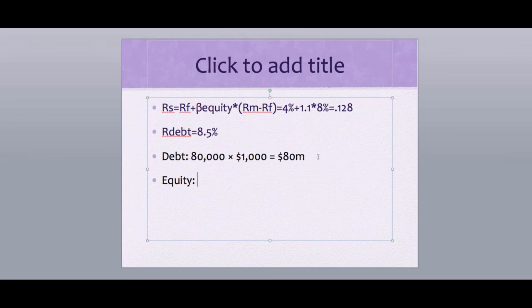For the equity, that is common stock. The question tells you the market price is $40, and we have 4 million shares of common stock outstanding. You use the number of shares outstanding times the share price, and you get $160 million. Then the total, debt plus equity, equals $240 million.